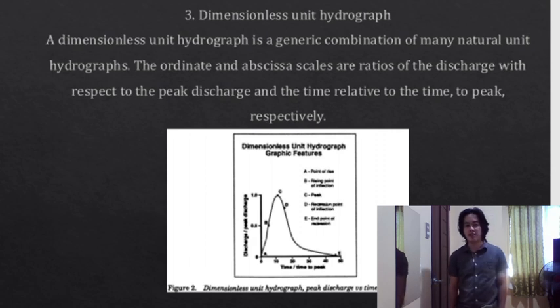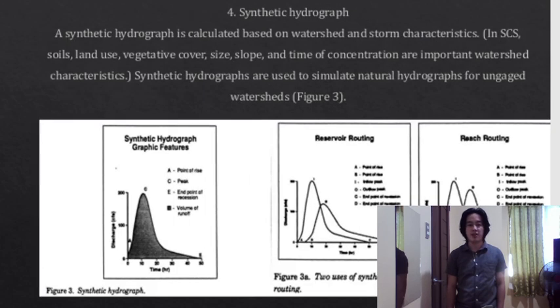The third one is the dimensionless unit hydrograph. The dimensionless unit hydrograph is a generic combination of any hydrograph, where the coordinates are scaled as the ratio of the discharge with respect to the peak discharge and of the time relative to the time to peak, respectively.